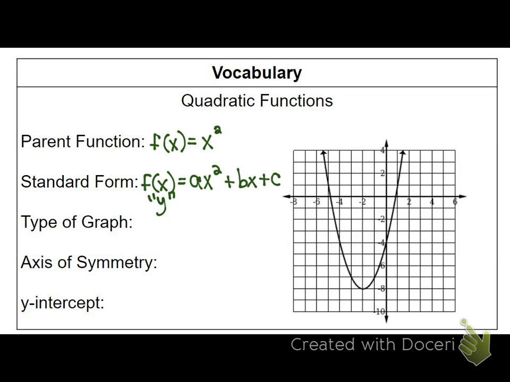Now, when we go to graph quadratics, what kind of graph are we going to end up with? So when we go to graph a quadratic, what kind of graph is that? A U. Which is called what? Yeah, parabola. That weird word, right? So it's going to be a parabola.